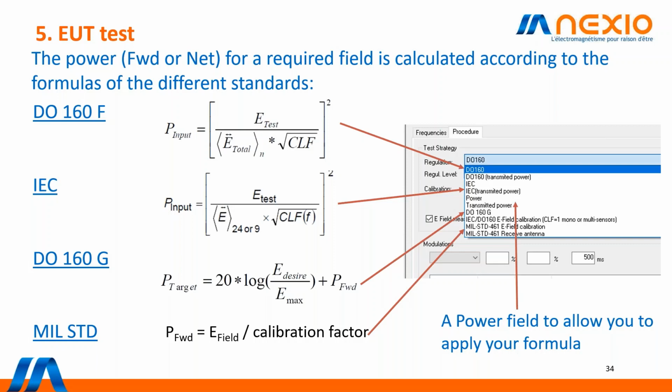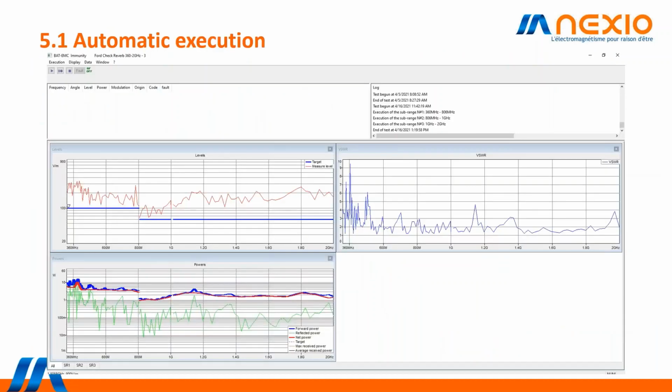So depending on the standards, there are a few calculations that you can pick in the regulation combo box in BAT-EMC. Performing a CRBM test is very similar to a classic anechoic chamber immunity test. BAT-EMC regulates the incident power to obtain the power calculated by the formulas given previously. The only difference is a dual frequency and angular sweep.